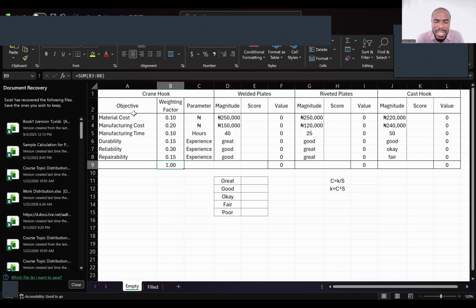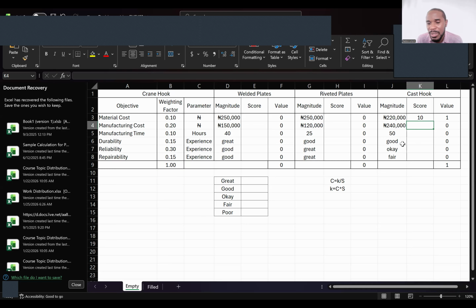220,000 naira. Which of these three methods wins so far as material cost is concerned? The cast hook. The cast hook wins, right? So what we are going to do is give a score of 10 to the cast hook. Is that okay?